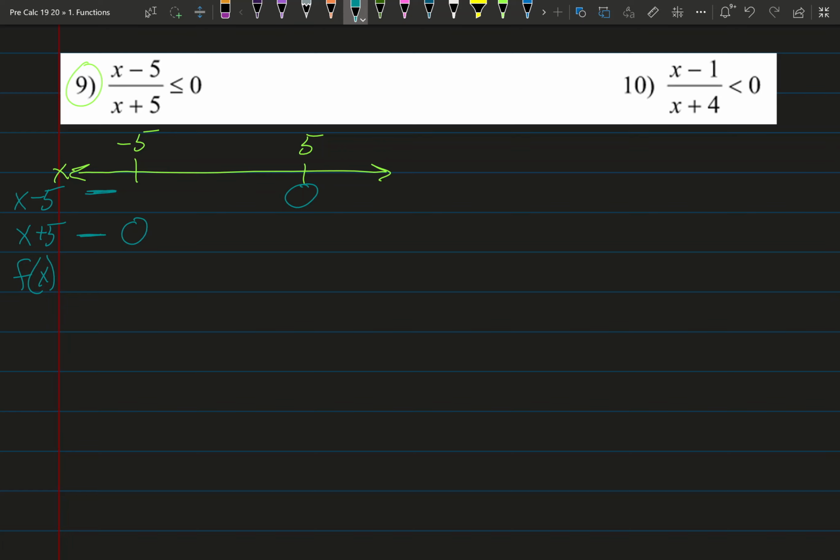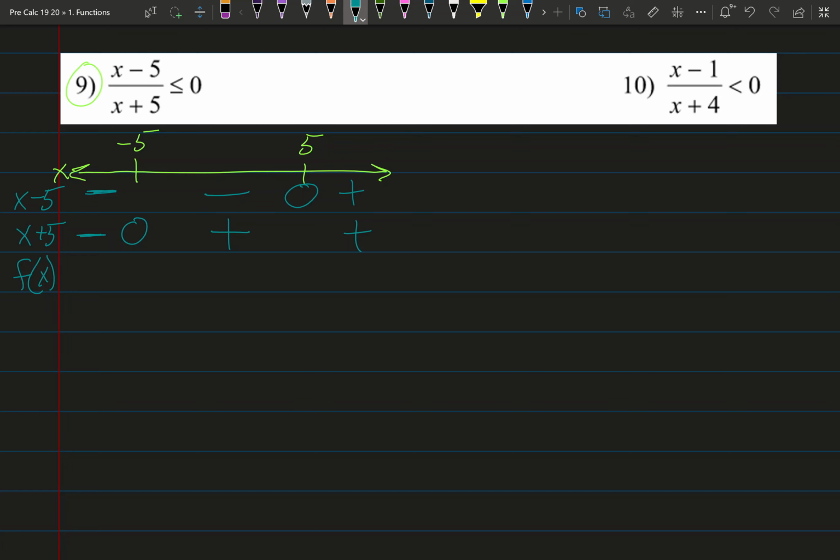A number between negative 5 and 5, I'll use 0. I always like using 0. 0 minus 5 is negative. 0 plus 5 is positive. Then a number greater than 5, so 6. 6 minus 5 is positive. 6 plus 5 is still positive.